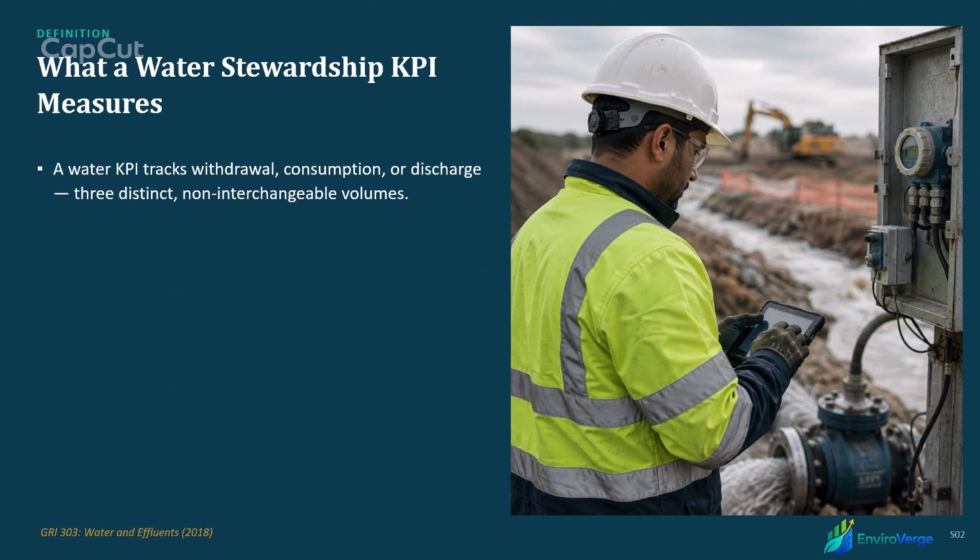A water KPI tracks withdrawal, consumption, or discharge. 3 distinct volumes, and they are not interchangeable. Quote the wrong one, and the number you report is technically true and practically meaningless. It's also meaningless without a stated boundary. Site level, facility level, or organization level. Pick one and say so in the report.